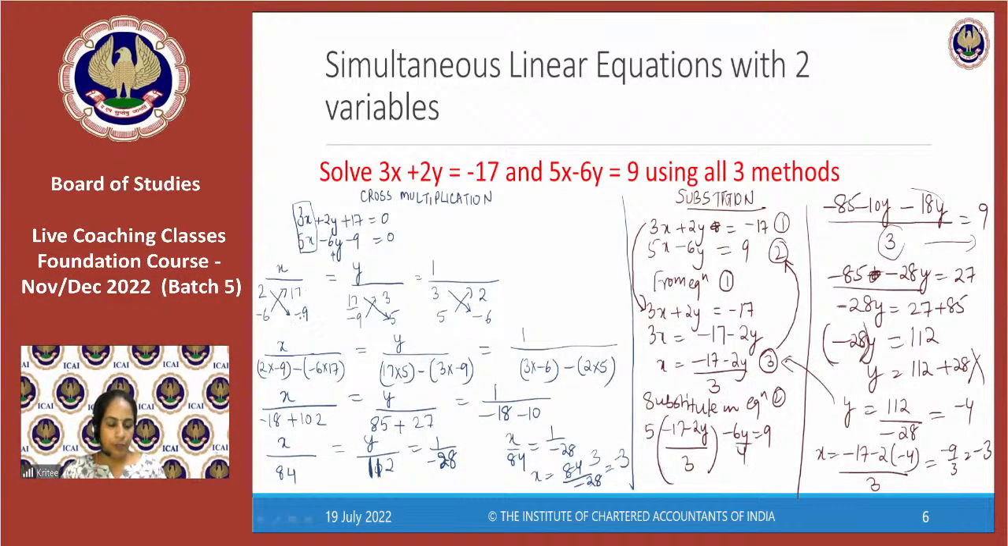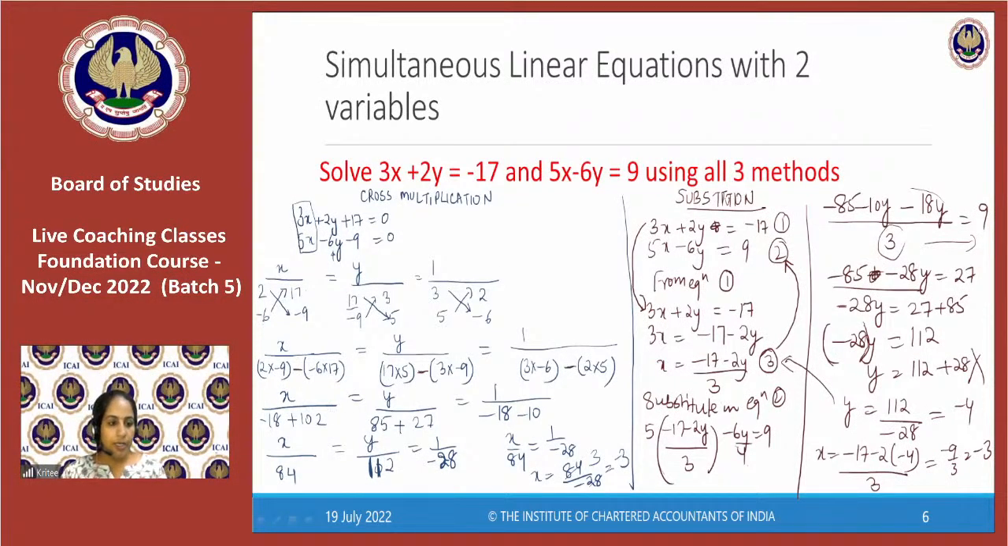Top to bottom minus bottom to top. X upon top to bottom, 2 into minus 9, minus then bottom to top, minus 6 into 17. Mind you, this minus is part of your formula, so you will not change this. This is never going to become plus. It is always top to bottom minus bottom to top.